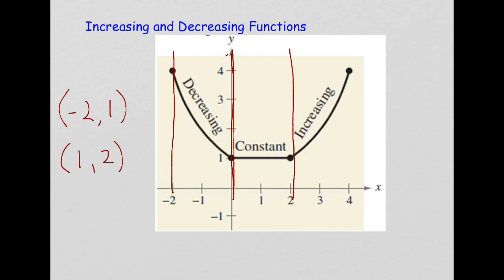And we notice from here all the way out here to 4, our function is increasing. And we write that as 2 to 4. Now, if we want to write the whole interval, we would just add in the union signs to say that those were all put together to make the entire function.